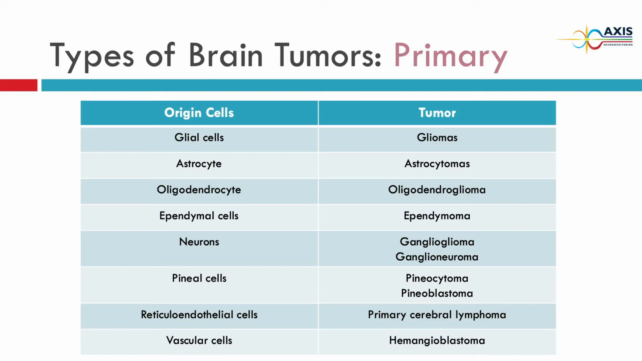So the origin of the cell, glial cell, is glioma. From astrocyte is astrocytoma, oligodendrocyte, oligodendroglioma. Ependymal cell is ependymoma. Neurons, ganglioglioma and ganglioneuroma. From pineal cells is pineocytoma, pineoblastoma. Reticuloendothelial cells, primary cerebral lymphoma, and the vascular cells give hemangioblastoma. So those are all the names of the tumors. When you walk in and take the history, if it's glioma, that means the origin is the primary tumors arising from the glial cell. If a patient has ependymoma, it's starting from ependymal cell.